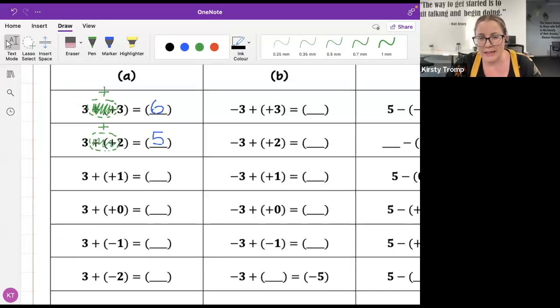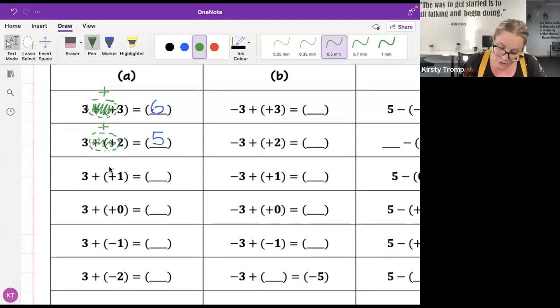Okay, cool. All right, let's practice and let's have a look. We're going to go through these and then I'll answer some more questions. I would draw my circle around these ones, cross them out. I've got a positive. 3 plus 1 gives me 4. Draw my circle around these, cross them out. I've got a positive. 3 plus 0 gives me 3.